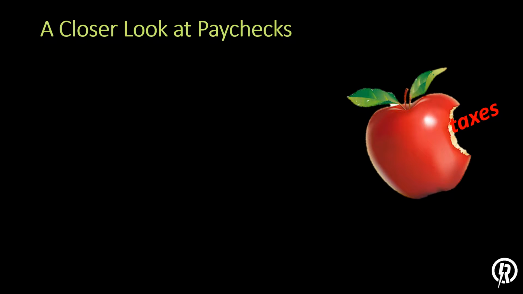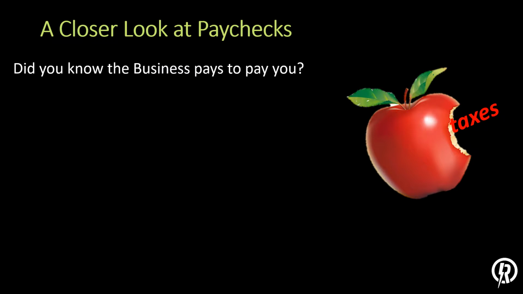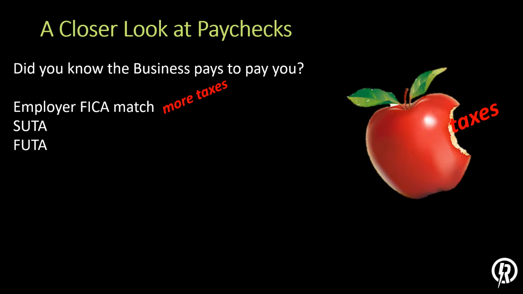All right, so you know that when you get paid, you're paying taxes for every hour that you work. It looks like over $1.50 if you were to be making 12 bucks an hour. But what you may not know is that the business does the exact same thing on our side. So for example, did you know that the business pays to pay you by paying a FICA match? So you pay FICA, we pay FICA, okay? More taxes. Then we've got unemployment, federal and state insurance that we need to pay, more taxes.